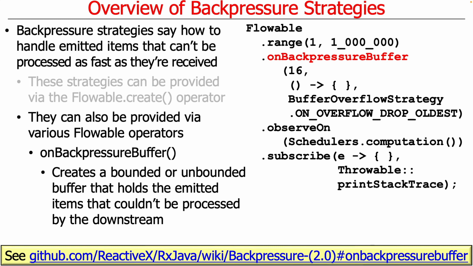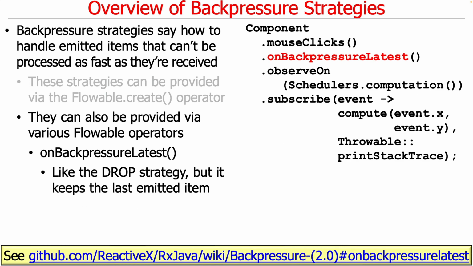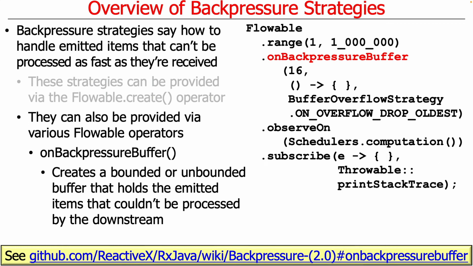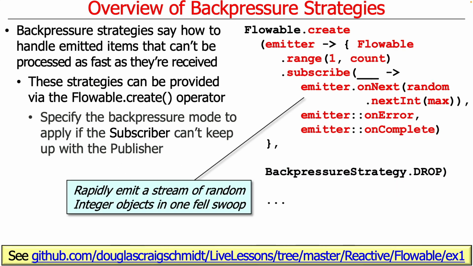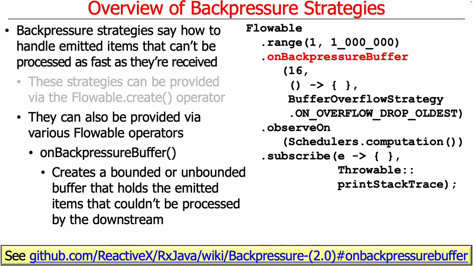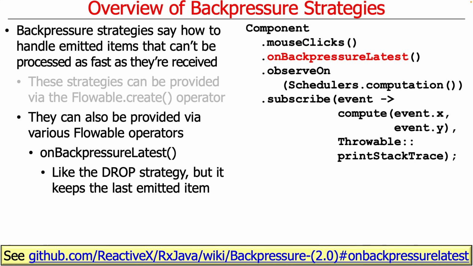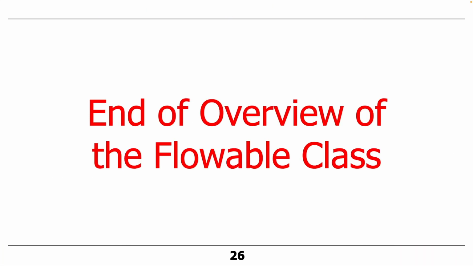There's also an onBackpressureBuffer method, which you can basically tell what to do, how long to buffer, and if it starts to overflow, what you should drop. Drop the oldest might be a good one to do. And then another example is onBackpressureLatest, which is like the drop strategy, but it keeps the last item. So this does not require you to use the Flowable create operator, but instead you can basically interpose these helper operators to define the behavior of the stream. So that's the end of the overview of the Flowable class.